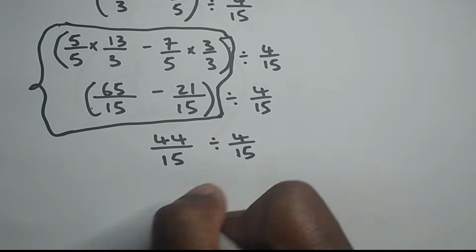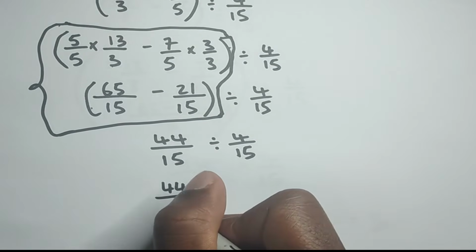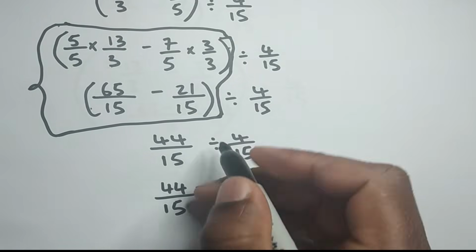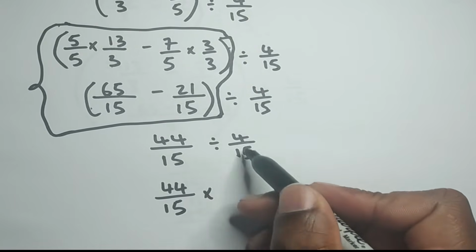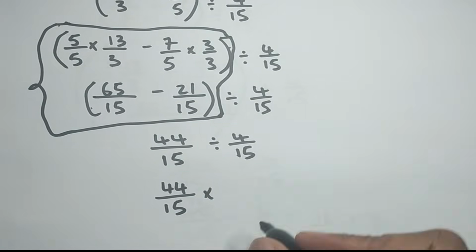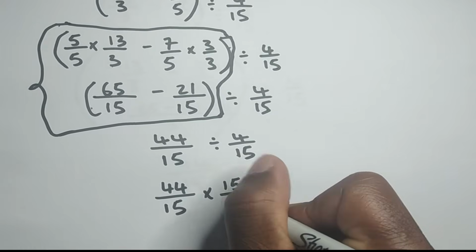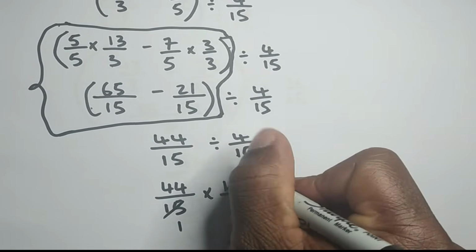When we're dividing fractions, we keep the first fraction, which is 44 over 15, and we change the division sign to multiplication. Then we reciprocate the second fraction, by which we mean we flip it. So 4 over 15 will become 15 over 4. We'll pretty much flip that thing. Now we can simplify. 15 cancels 15 right here.